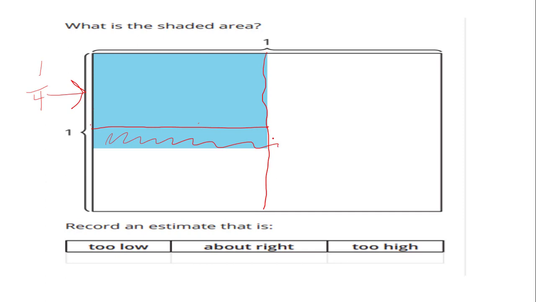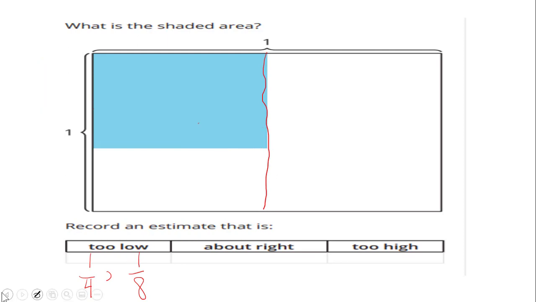So let's make an estimate. That might be too low, about right, and too high. Like we said, a fourth would be too low, which means that an eighth would be even smaller than that. So that would be too low. So let's do the one that's about right.